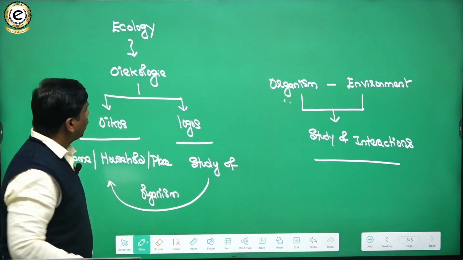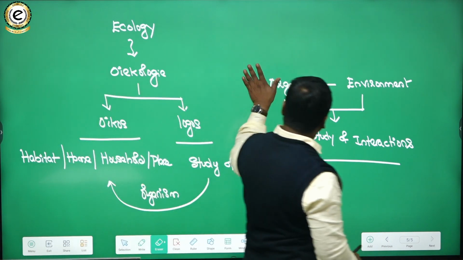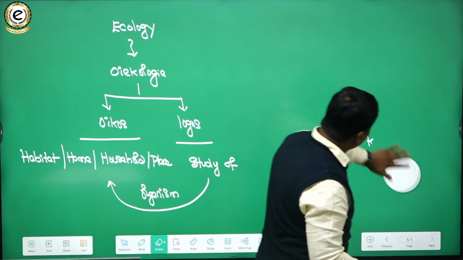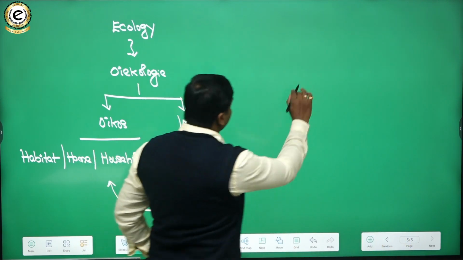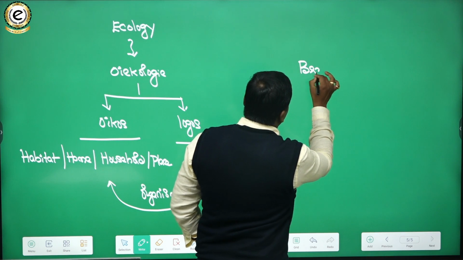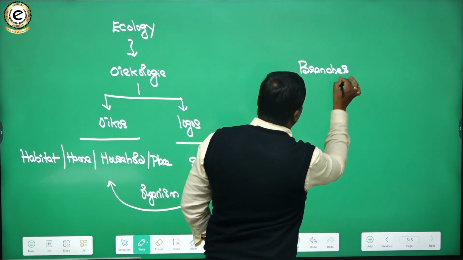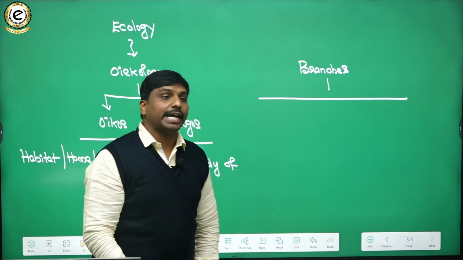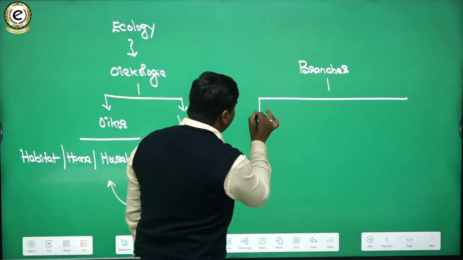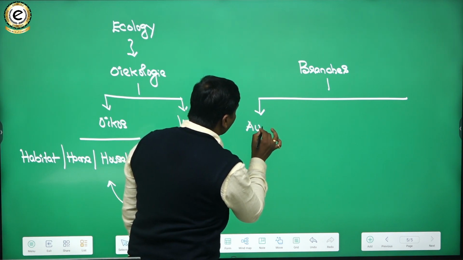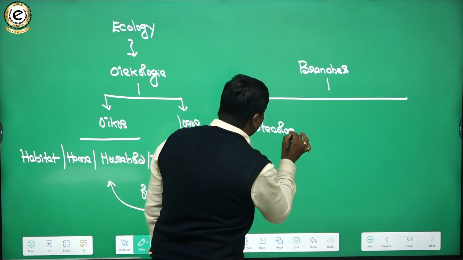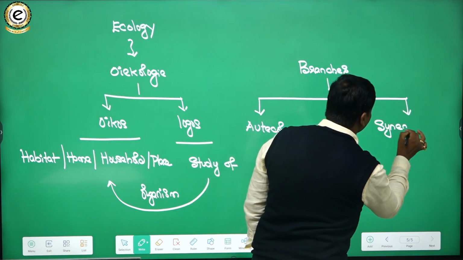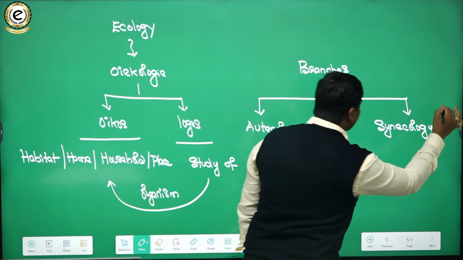Okay. So when we talk from the perspective of ecology, we are saying organisms and interactions of organisms. So based on the interactions, based on the subject matter of study of ecology, we can have two branches. One would be autecology and the other branch would be synecology. Autecology and synecology.